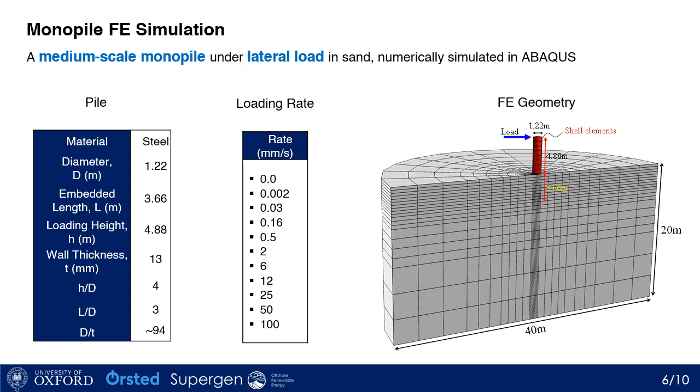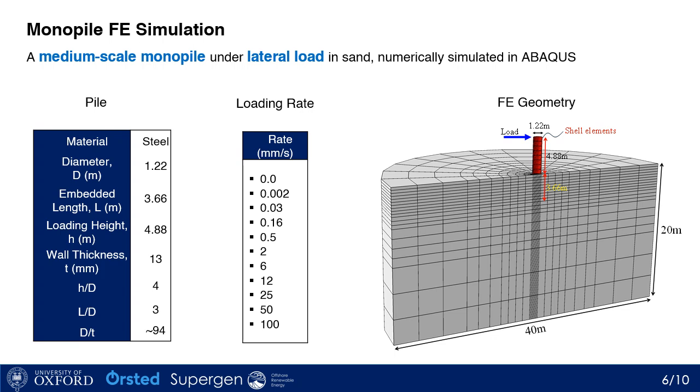The pile was steel material with a medium scale size. The diameter is 1.22 meters and the L over D ratio was 3. They applied the load laterally on the pile head with different rates, ranging from very low rate of 0 to a high rate of 100 millimeter per second, in order to simulate drained condition, partially drained, and close to undrained condition.